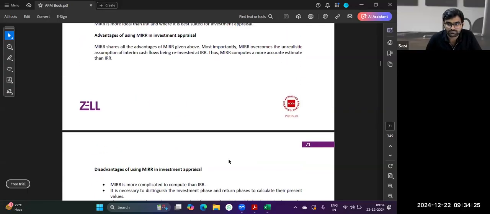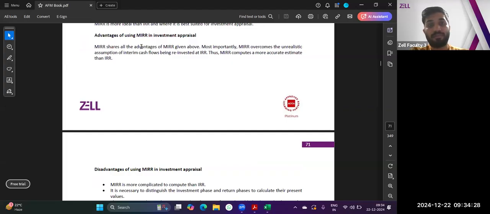Now, what are the advantages of MIRR? First of all, MIRR shares all the advantages of IRR. Okay, this is a typo error; it is meant to be IRR. MIRR overcomes an unrealistic assumption that all the money or yearly returns that you make are reinvested at IRR. MIRR makes a more accurate assumption that money is being reinvested at MIRR.